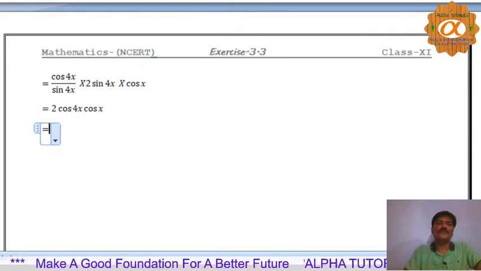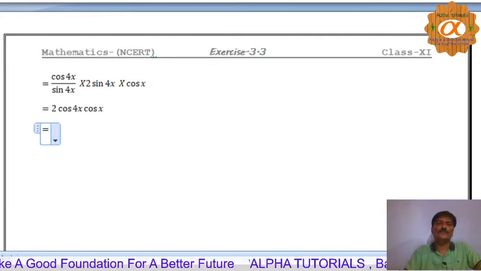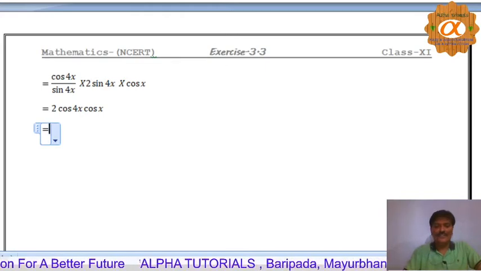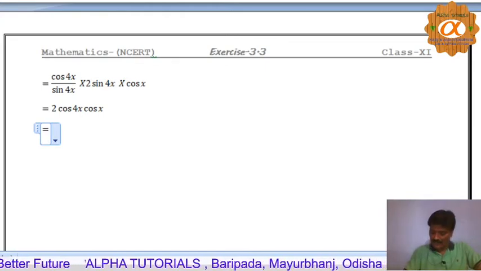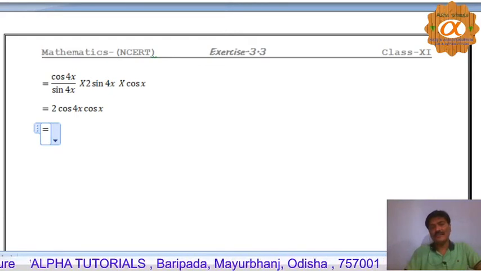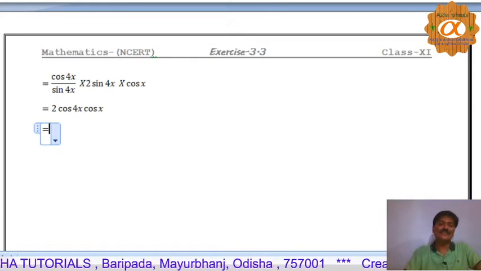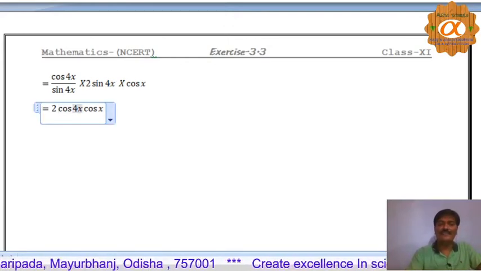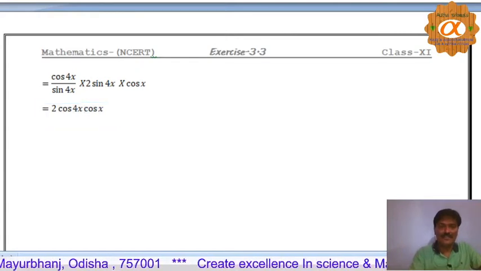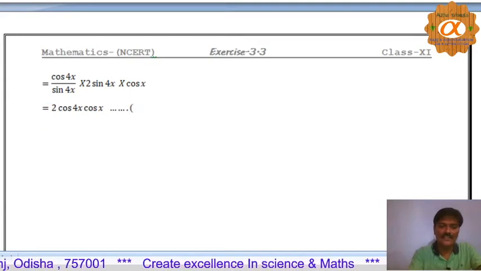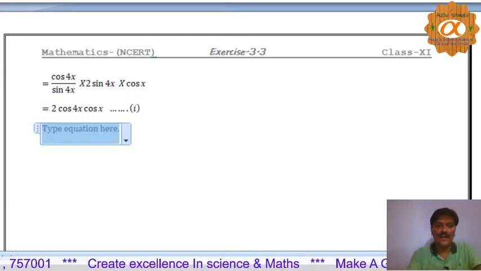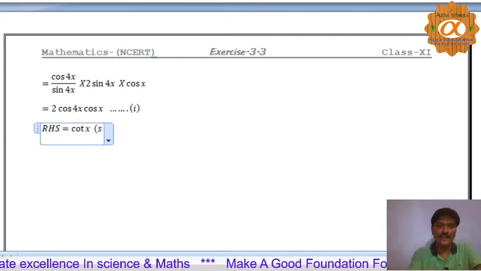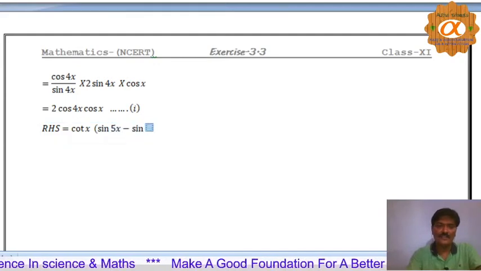But if we apply 2 cos A into cos B, then what will we get? In this question, our requirement is different. On the RHS we also have cot x multiplied by sin 5x minus sin 3x. So if we solve both the sides, then we could get the answer very easily. Hence I am naming the LHS as equation number 1. Now I am going to the RHS part. RHS is equal to cot x bracket sin 5x minus sin 3x.